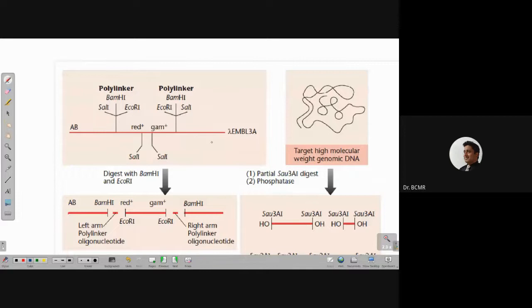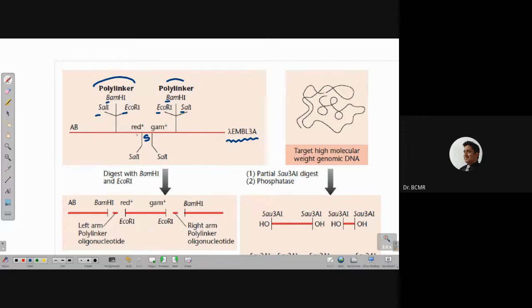It is about the design of the vector itself. Why is it made like this? Why did they have these polylinkers here? And why is it in this order: SalI, BamHI, EcoRI? And on the other polylinker, on the other side of the stuffer region, it is EcoRI, BamHI, and SalI.